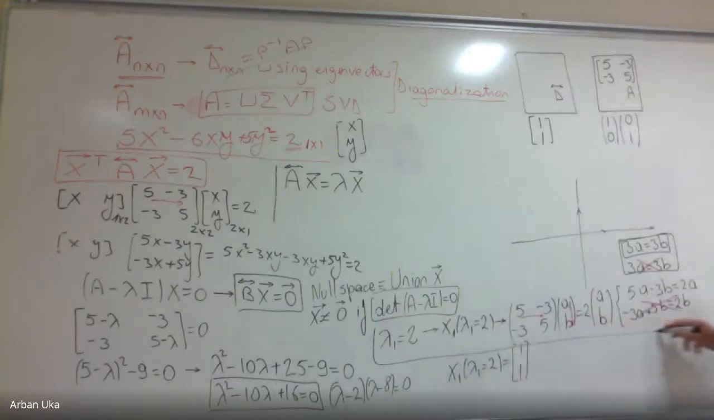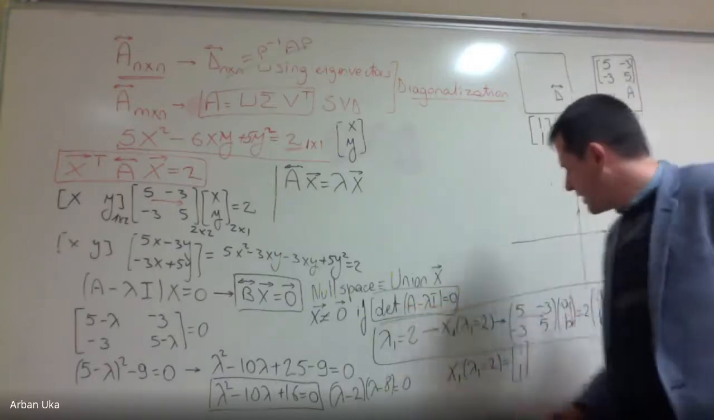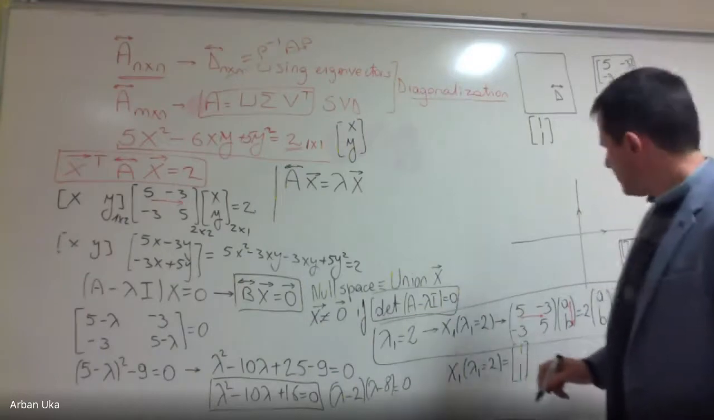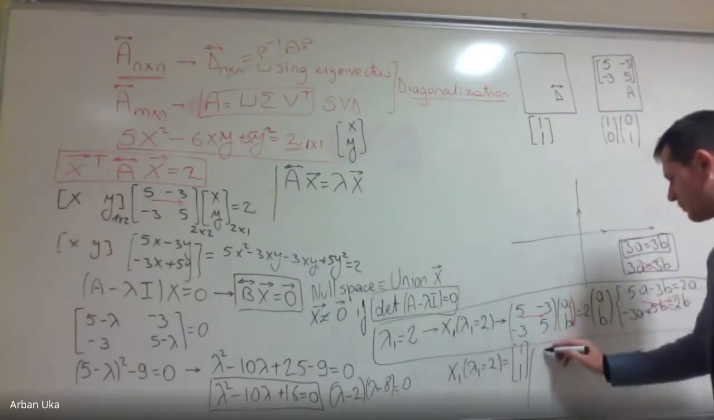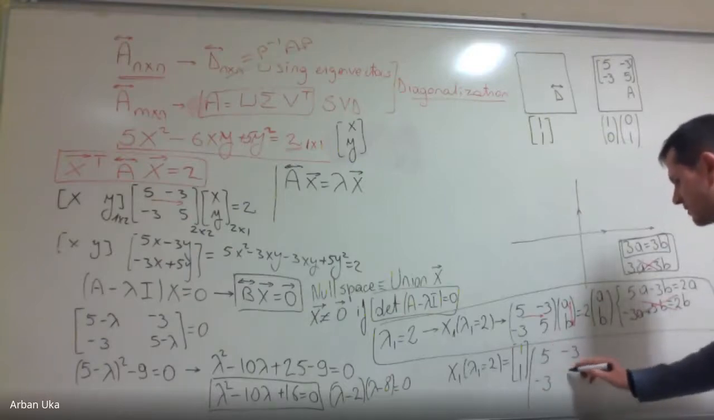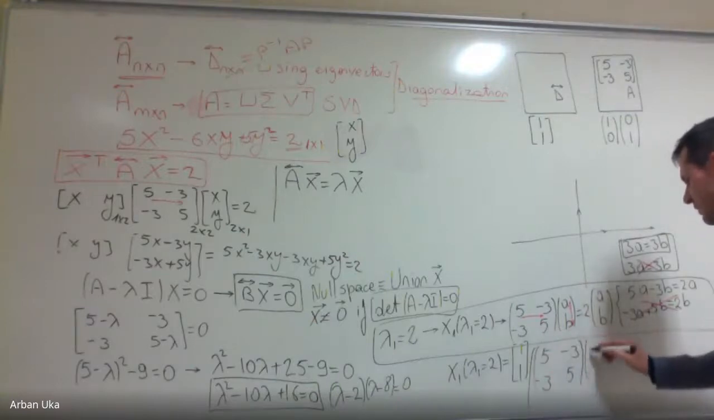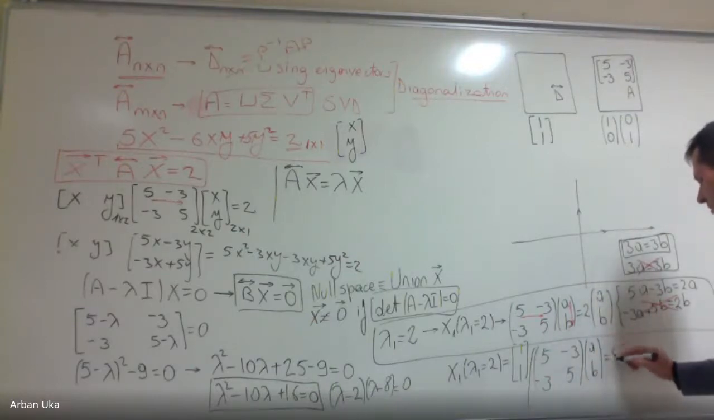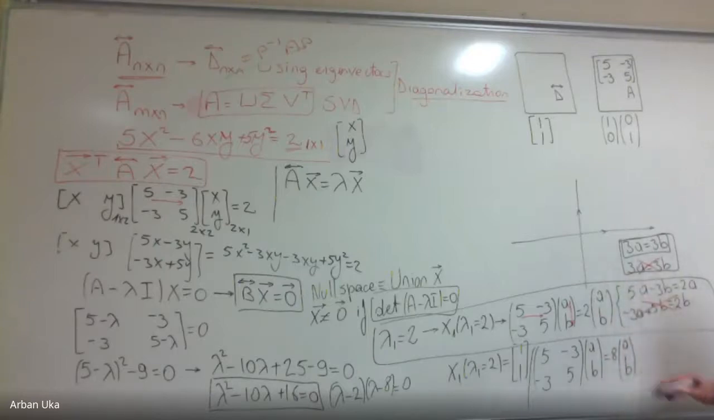So this is all regarding one of them. Then for lambda equal to 8, we have this expression. So let's do this here. The matrix 5, minus 3, minus 3, 5 times (a, b) is equal to 8 times (a, b). And we know that we have a single equation. Here we're going to have 5a minus 3b equal to 8a. So from this expression, we get that 3b minus 3a is equal to 3b.